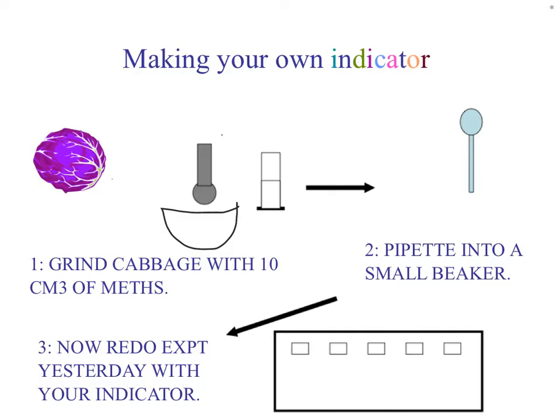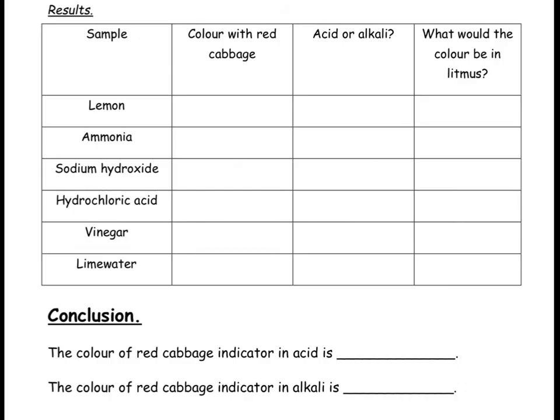Now if we think then about what we would do with this indicator. Again, you've got a results table on page 9, and you can see that we have 6 samples, some acidic, some alkaline, but we are going to test them with this red cabbage. Now, if we were in school, you would do all this, but Mrs. Cummings has done the next best thing, and she has recorded a little demonstration for you to watch.